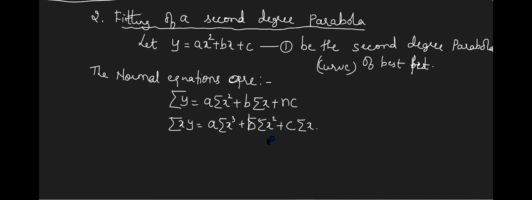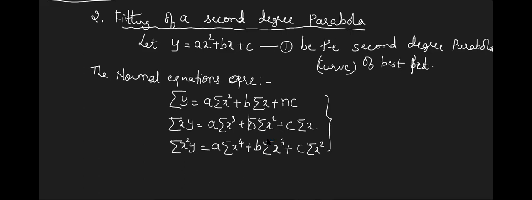How to get one more, because we want one more? Again multiply by x. So x becomes x square here, x raised to 4 here. Summation of x square y equals a into summation of x raised to 4, plus b into summation of x cube, plus c into summation of x square. These are called the normal equations.